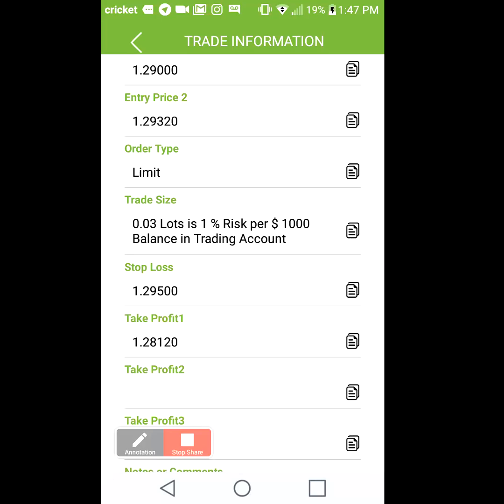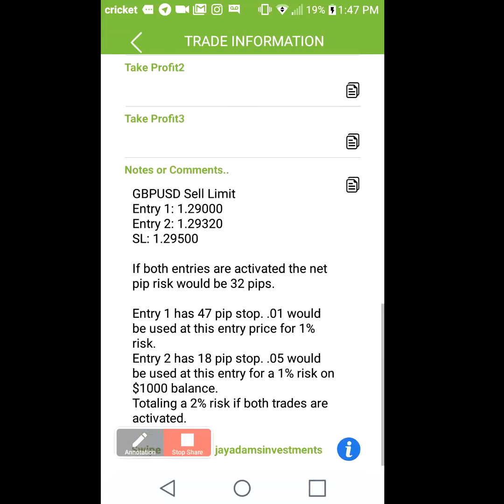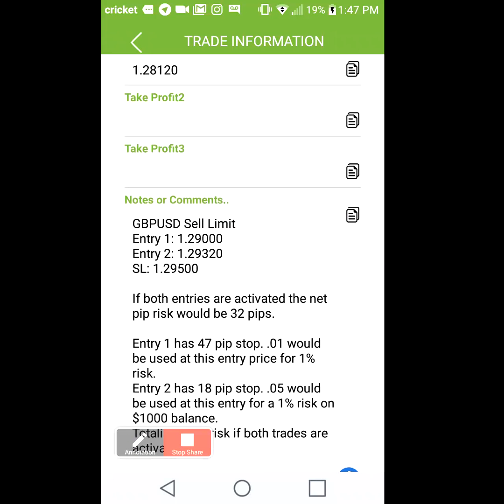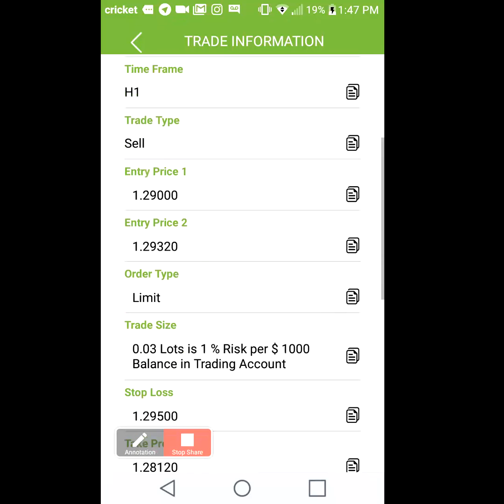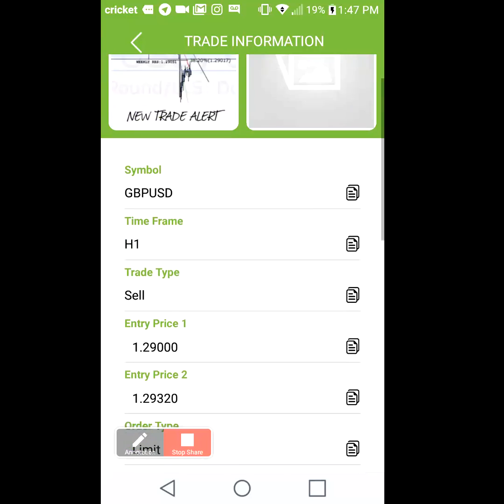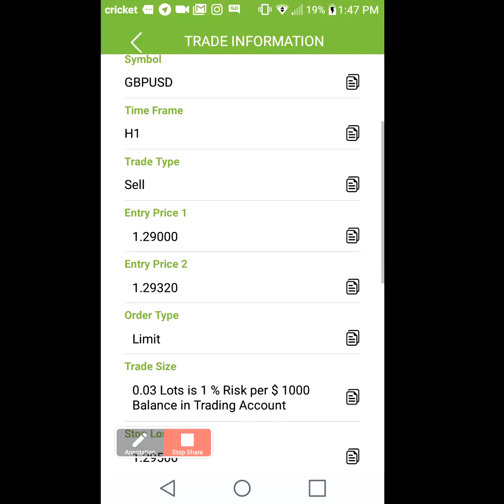There are two ways that you can do this. You can write all of the information down. The only thing you're not seeing right here is the take profit. But you can write all the information down and then go into MetaTrader 4 and put it in, or you can copy and paste. These little symbols over here mean copy. So I'm going to copy and paste some of the information.